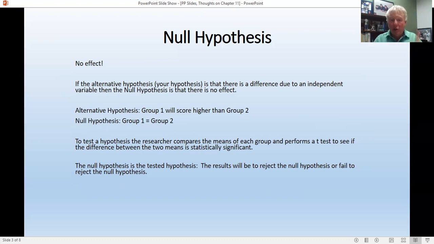Okay, the null hypothesis is actually the tested hypothesis when we do this. So our results will be either one of two things.